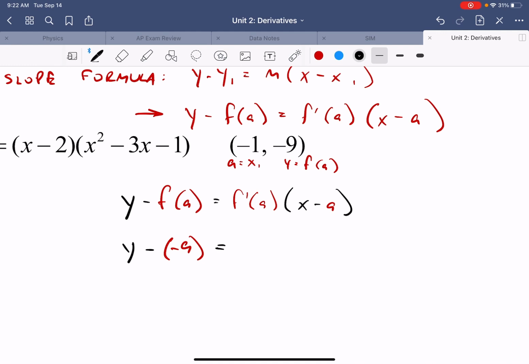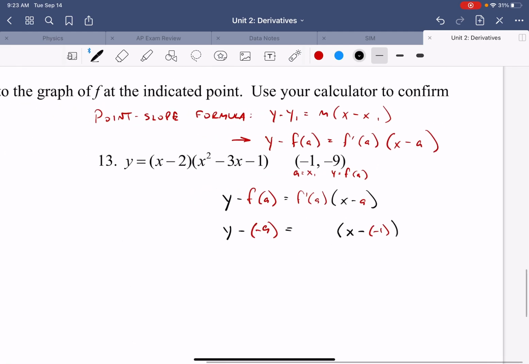Equals f prime of a, so I don't know what that is yet, so I'm going to leave that blank for now. And then we have x minus a, and a was given to us as that x value, so that's -1. So the only thing that we're missing is the f prime of a.